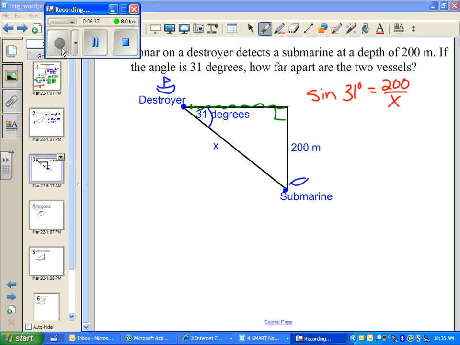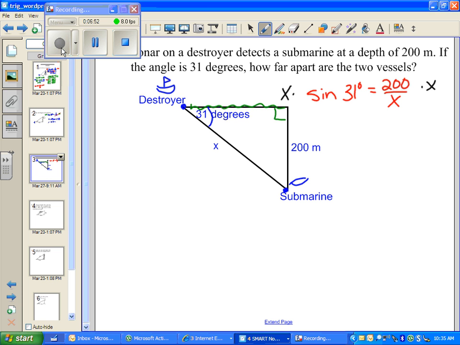So that's sine. So here we want to get the x by itself, and this is a little trick here. You have to go through 2 steps to get it by itself algebraically. So what we're going to do is multiply both sides by x, and that will get x out of the denominator, because x divided by x equals 1. So we end up with x times sine of 31 degrees equals 200.